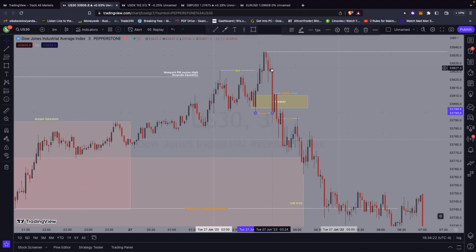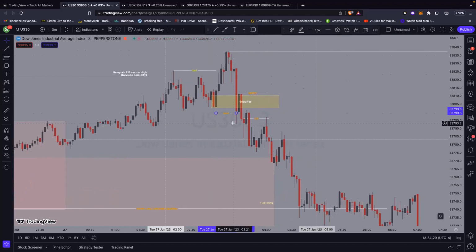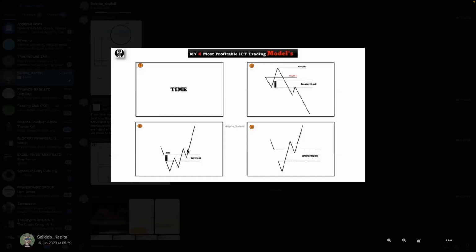You want to see that being taken out with impulse. Look at this candle here. Do you see this? This is an impulse. Yes. This is the displacement candle. And then the inefficiency that is left in this candle. So you wait for this candle to finish and then the fair value gap is left. This is what we use to enter price. If it comes back here, we enter. Okay. This is a fair value gap entry.